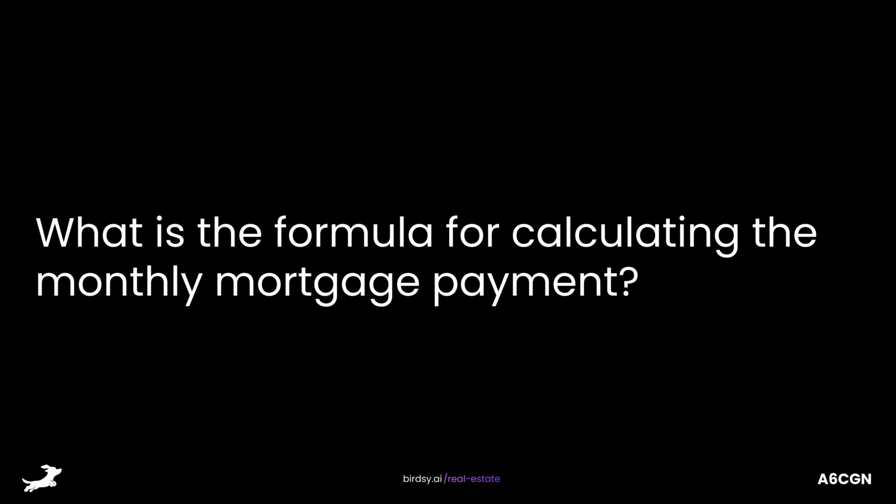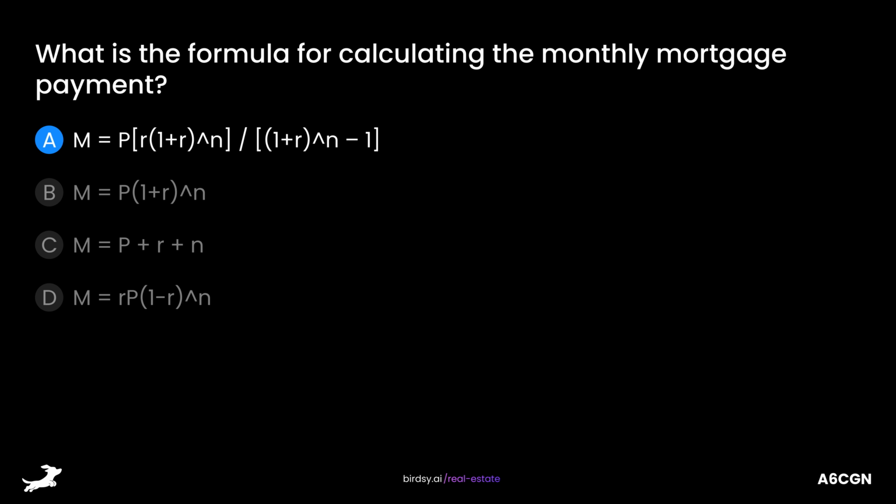What is the formula for calculating the monthly mortgage payment? Is it A. M equals P multiplied by R times 1 plus R raised to the power of N divided by 1 plus R raised to the power of N minus 1? B. M equals P multiplied by 1 plus R raised to the power of N? C. M null, or D. M equals R times P times 1 minus R raised to the power of N?